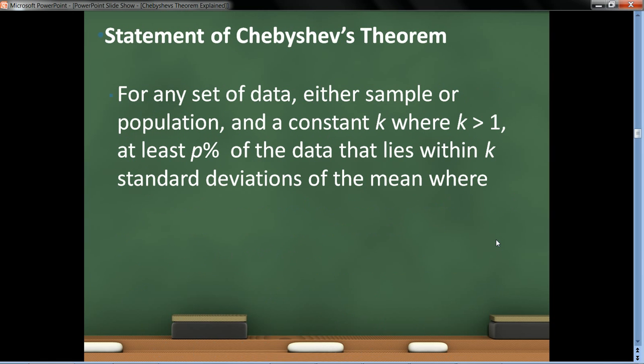Let's go ahead and state Chebyshev's theorem now, and then we're going to see how we can apply it in some applications here. We can say that for any set of data, either sample or population, and a constant k, where k is at least 1, at least p% of the data lies within k standard deviations of the mean, where k and p are related with this little equation here. The percentage p is equal to 1 minus 1 over k squared, where k is the number of standard deviations the data lies away from the mean. Now, to compute that number of standard deviations, k, we have some formulas for that, and we'll take a look at them here.